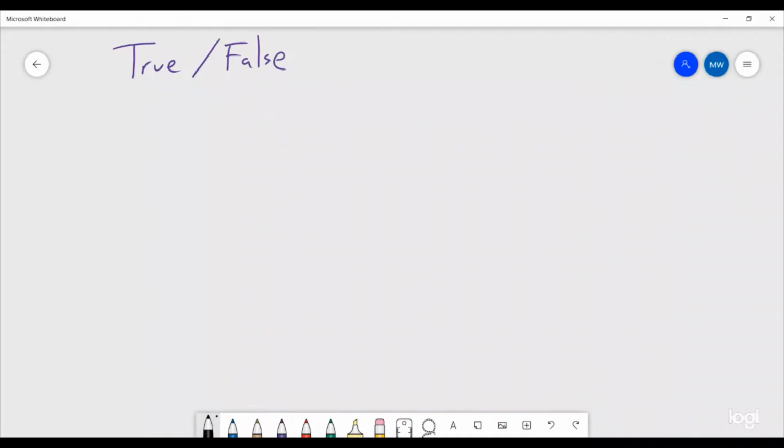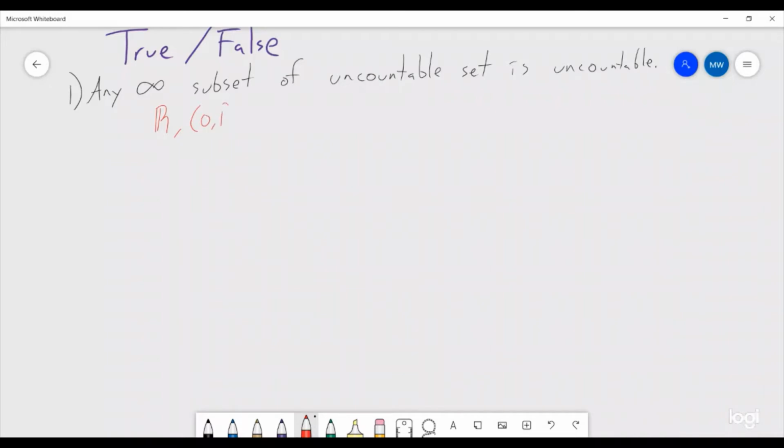So the first one is that any infinite subset of an uncountable set is uncountable. Is this going to be true or false? I don't know. Okay, so let's think of some uncountable sets. Some uncountable sets are the real numbers, the interval from 0 to 1, the power set of the natural numbers. If we take the real numbers, one example of an infinite subset is the natural numbers. That is a subset of the real numbers, and both are infinite. But the natural numbers are actually countable. So that tells us that this one is false.